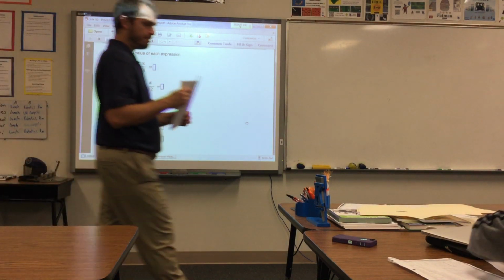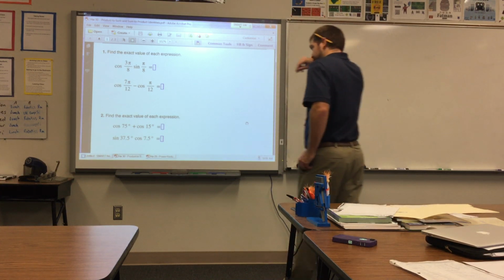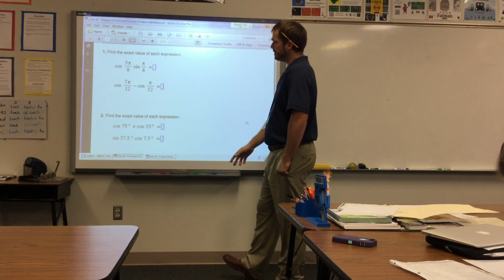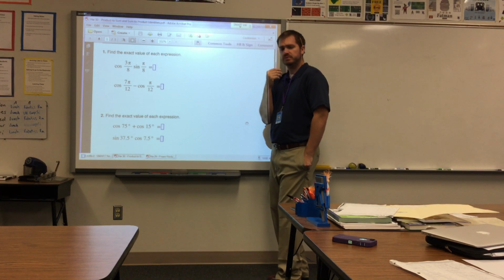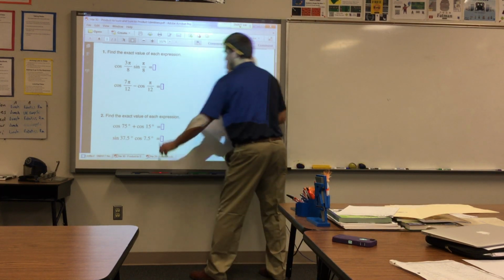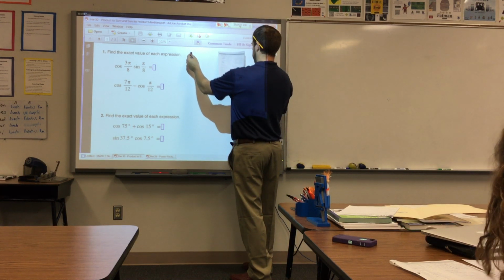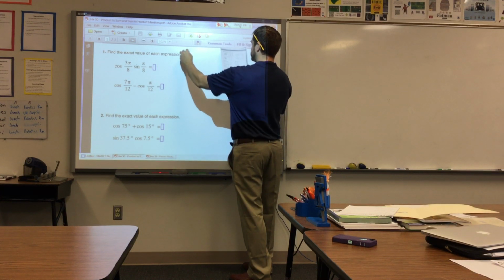Find the exact value of each expression. So this one says cosine 3 pi over 8, sine pi over 8. Does that look like a product or a sum? This looks like a product. All right. On the right-hand side, let's figure out which product formula we want to use. The cosine U cosine V? Yeah, the cosine sine.